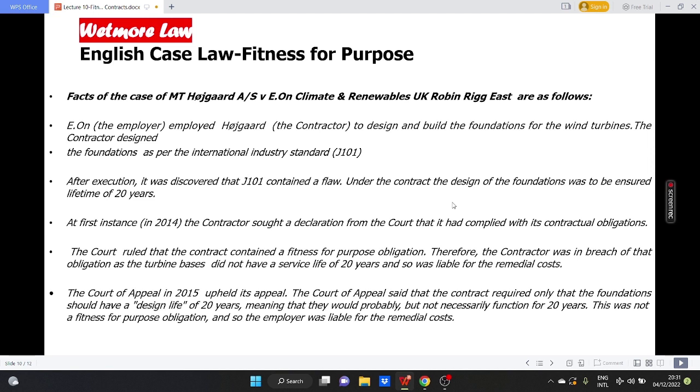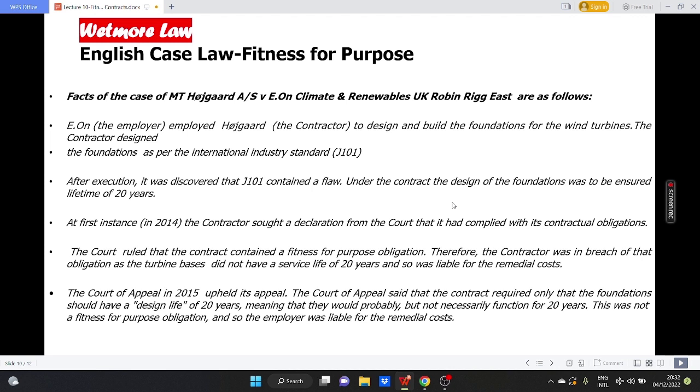English case law, fitness for purpose. Facts of the case of MT Højgaard and E.ON Climate and Renewables UK Robin Rigg East are as follows. E.ON, the employer, employed Højgaard, the contractor, to design and build the foundations for the wind turbines. The contractor designed the foundations as per the international industry standard J101. After execution, it was discovered that J101 contained a flaw. Under the contract, the design of the foundation was to be ensured for a lifetime of 20 years.